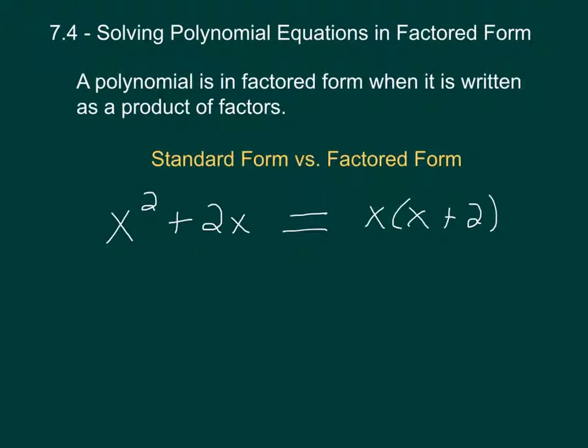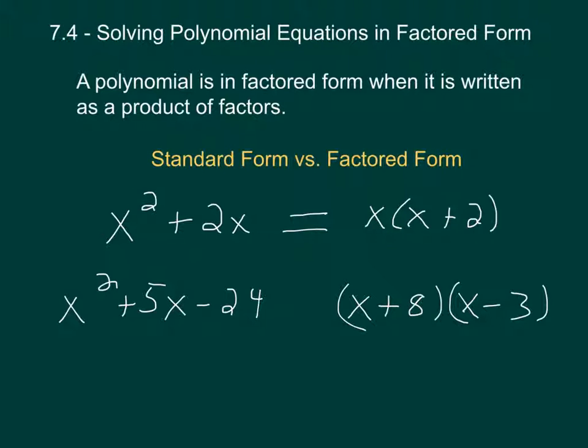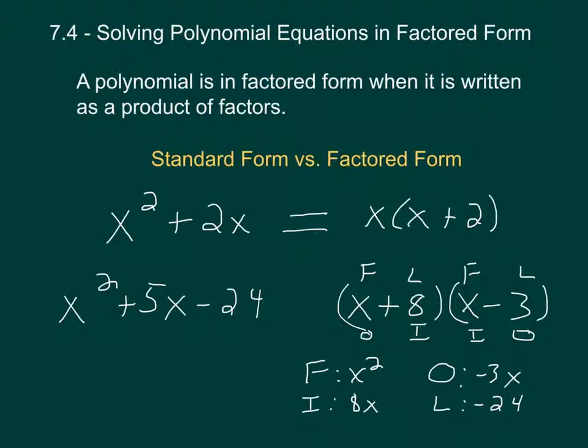Let's see one more example. X squared plus 5x minus 24 is a polynomial, a trinomial specifically, in standard form, and it can be written as two factors that are multiplying together to give me that. X plus 8 times x minus 3. If I use maybe the FOIL method, when I multiply through, I find that I can combine the O and I terms, and I would end up with the exact same thing over here. So these are also equivalent. We just have one that's in standard form, one that's in factored form.